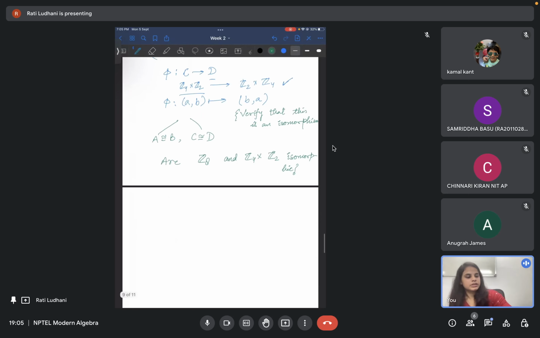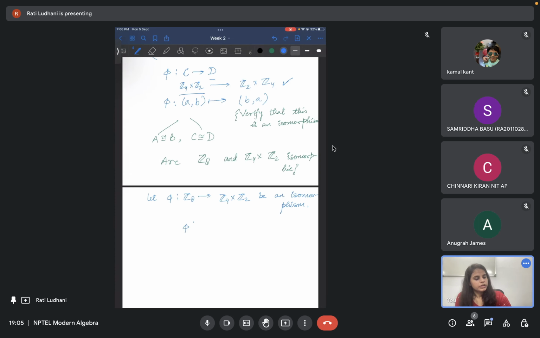Okay. So let's say if there is an isomorphism, let phi be from Z8 to Z4 cross Z2. Let's say this is an isomorphism. So the question is, does this really exist? If it does not, then there must be some contradiction here.